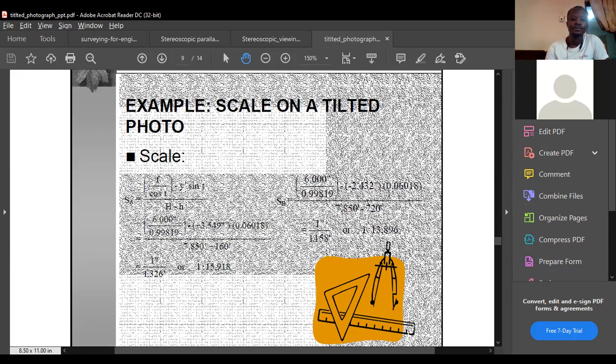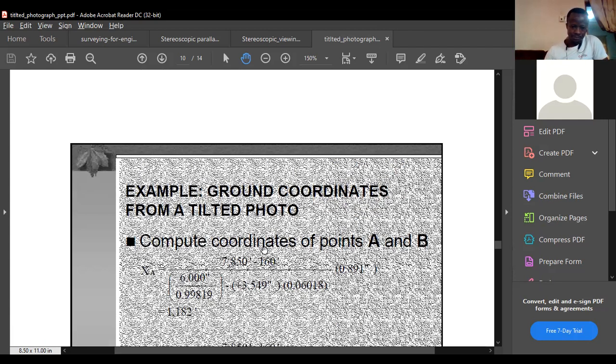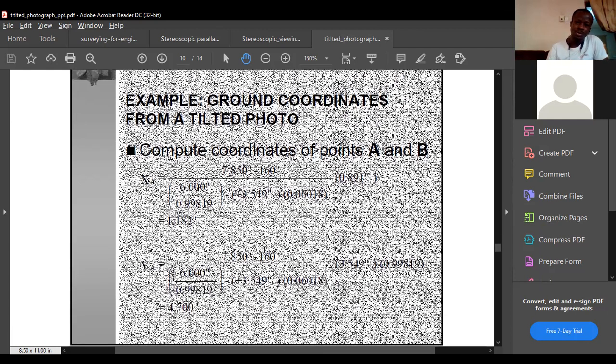Anyway, so scale on a tilted photograph. I think we just work one out. If you don't know how to work out the RF scale, that's another big problem. You need to see your friend to help you. Don't wait till you are embarrassed on national television. Go learn how to work out the representative fraction scale. Okay. So coordinates, I think the formula is also there.